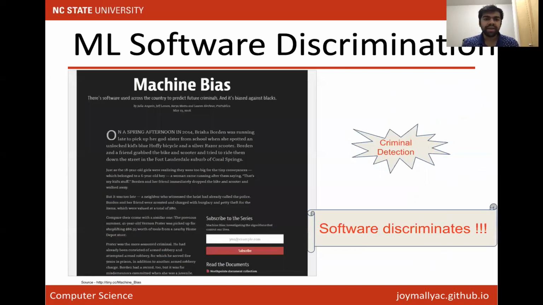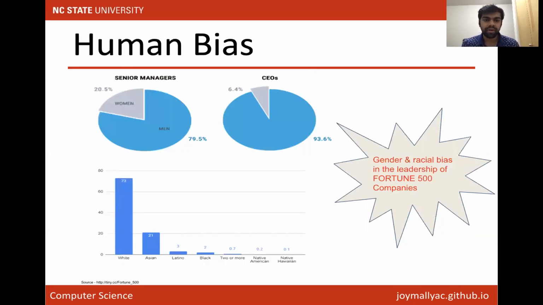Now, the second example we talked about was criminal sentencing, right? The machine learning model was used, but that was found highly biased against African Americans. So software shows discrimination in certain cases. Now, not only software, we human beings are also some kind of biased.